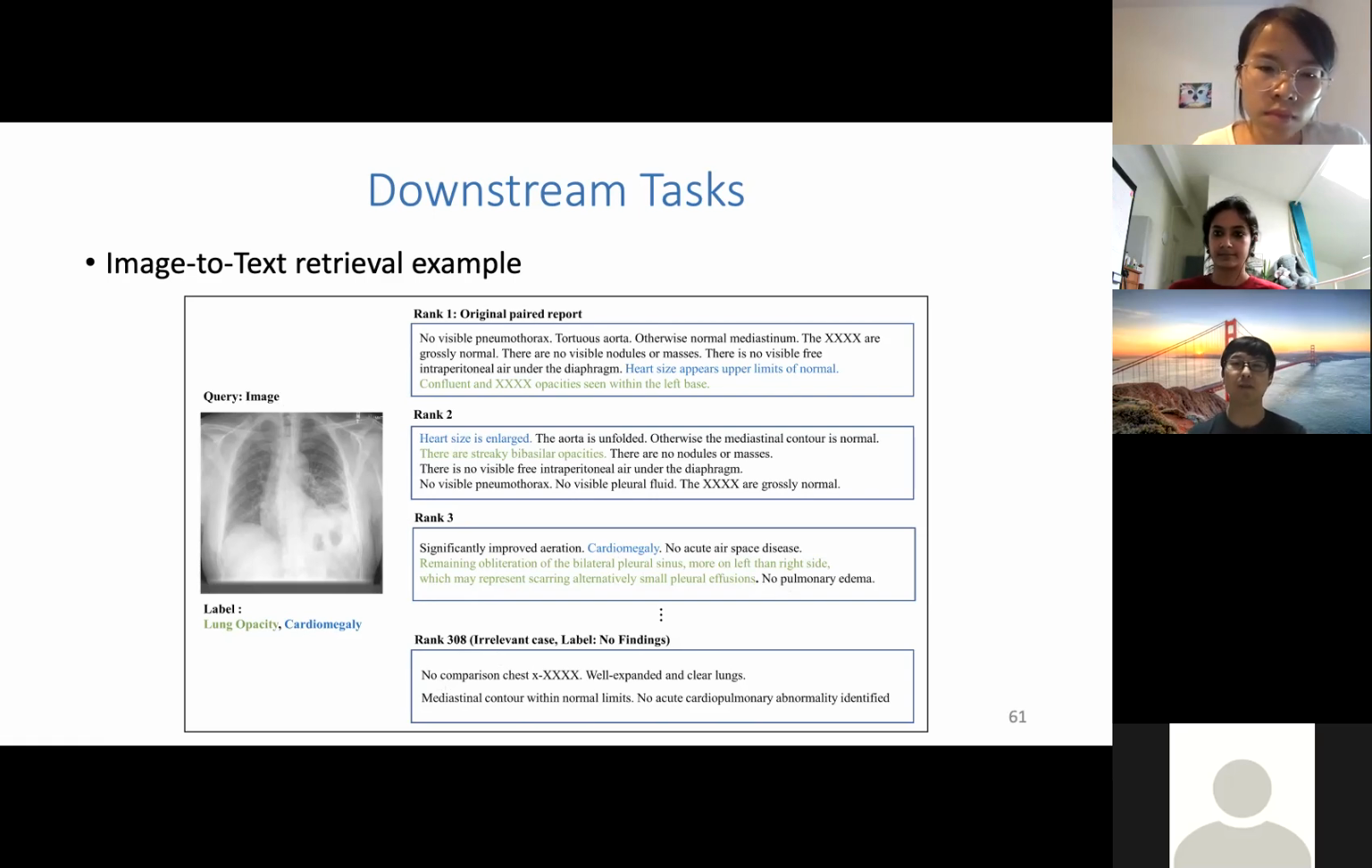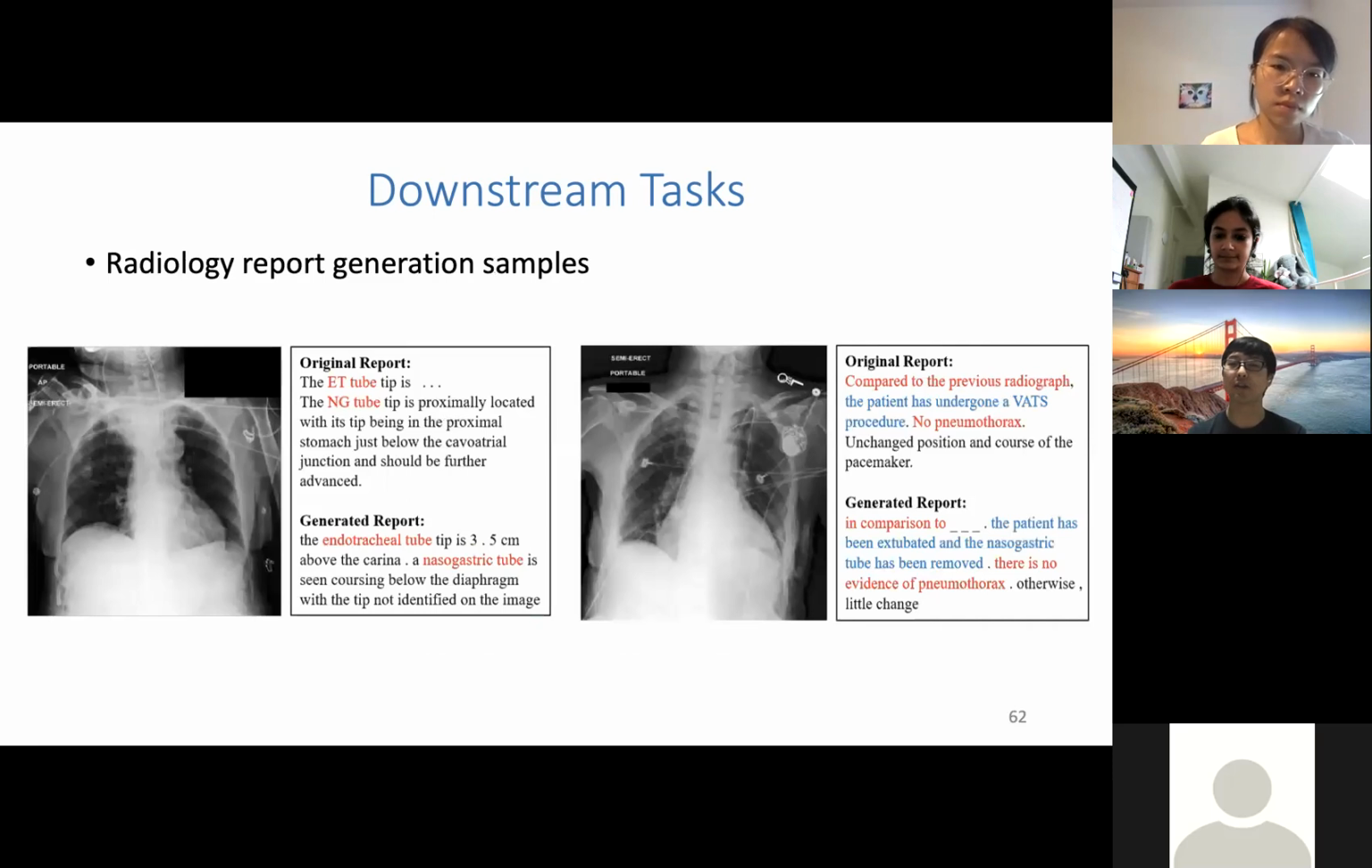So this is the retrieval example, and this is the generation example. We're asking the model to write the report by itself. This is the true image, this is the actual report written by the physician, and this is the one that was written by our model. The original report says ET tube, and then NG tube is such and such. And the generated report says endotracheal tube something and nasogastric tube something. These are the unabbreviated forms of ET tube and NG tube.